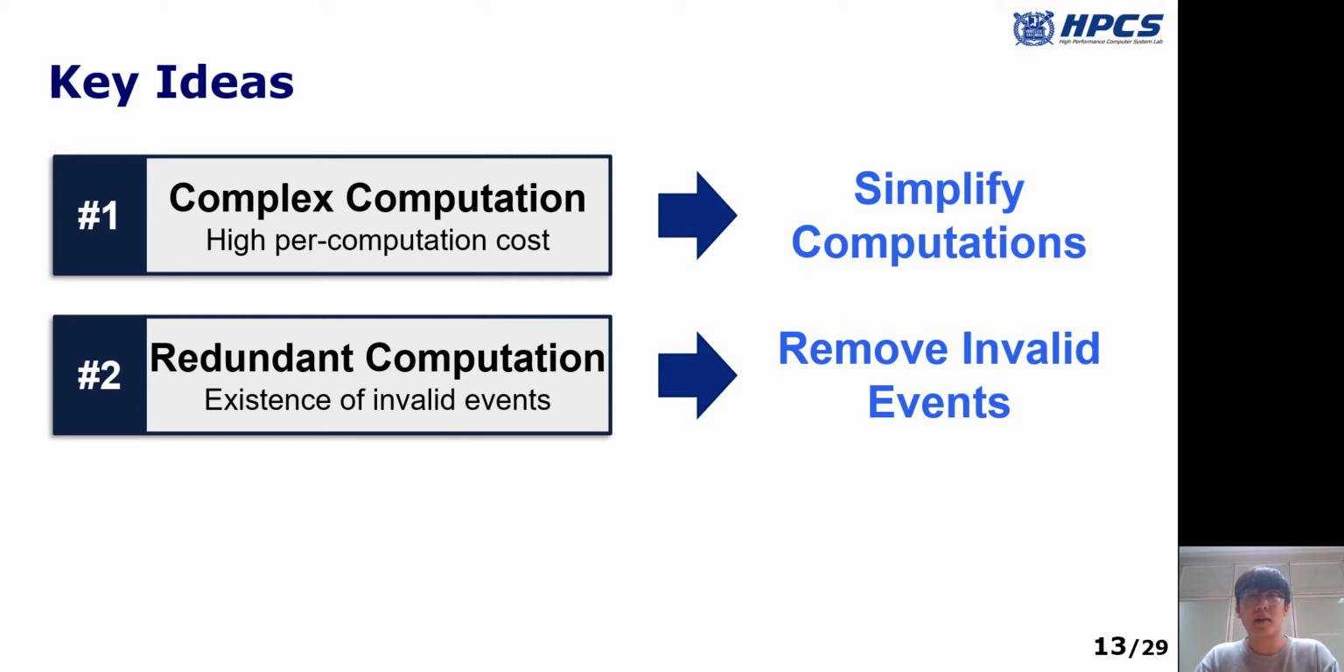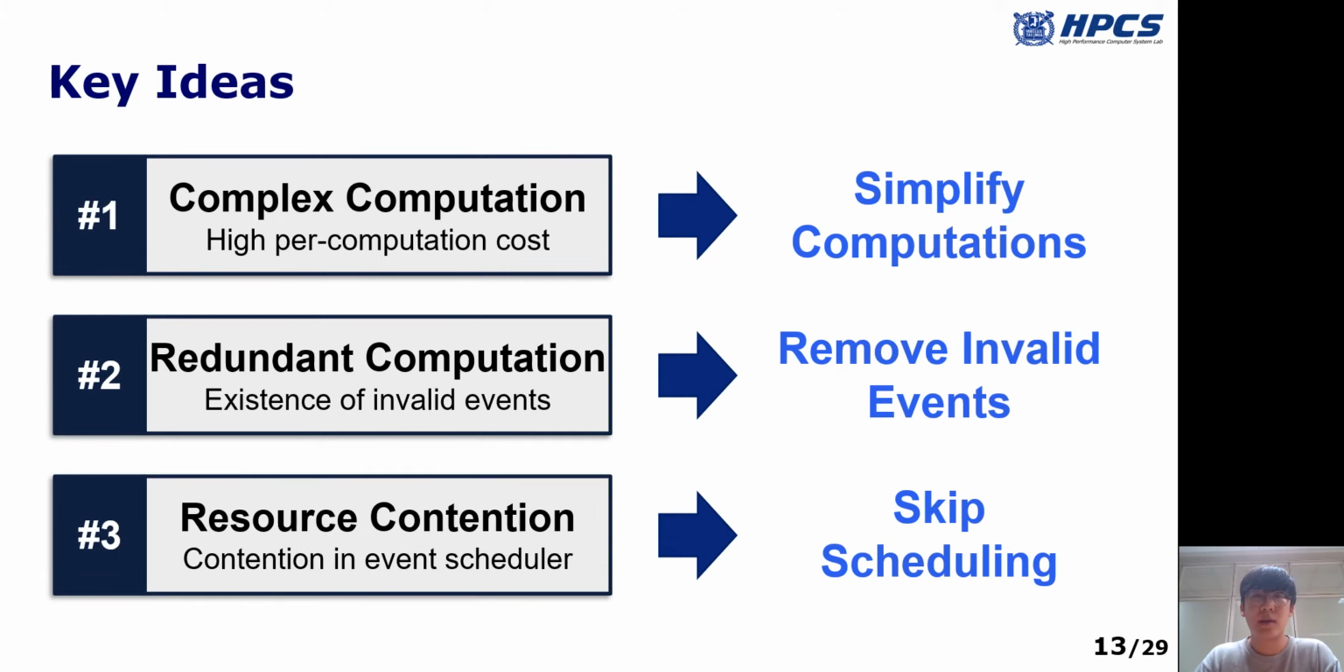Second, we identified that the baseline cannot fully reduce the number of computations due to the invalid events. We identified 2 types of invalid events and removed them from the queue. Lastly, we observed that both neuron computation and weight accumulation require event scheduling and suffer from the resource contention. To solve the problem, we identified the neurons that are not likely to fire a spike and skip event scheduling for the neurons.